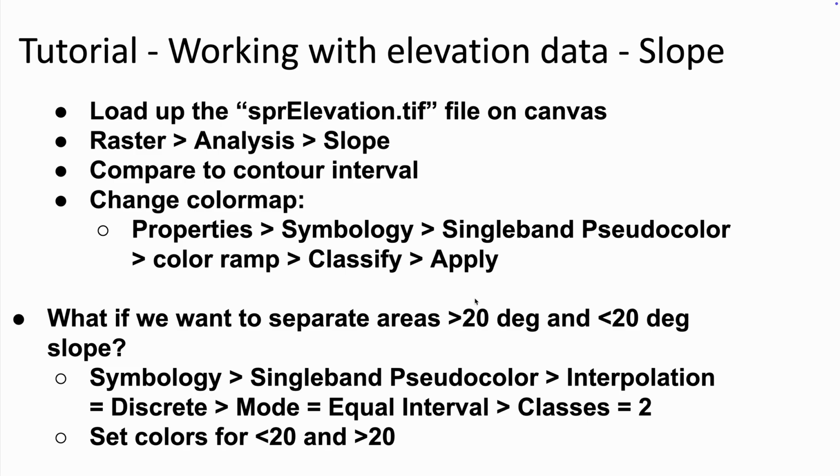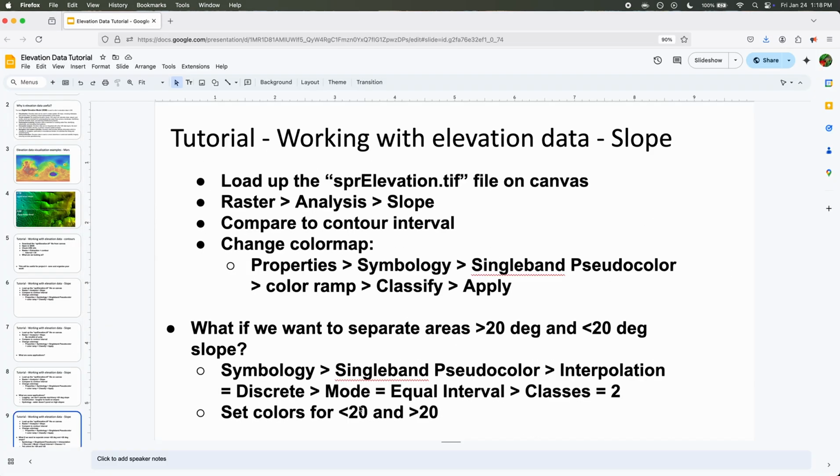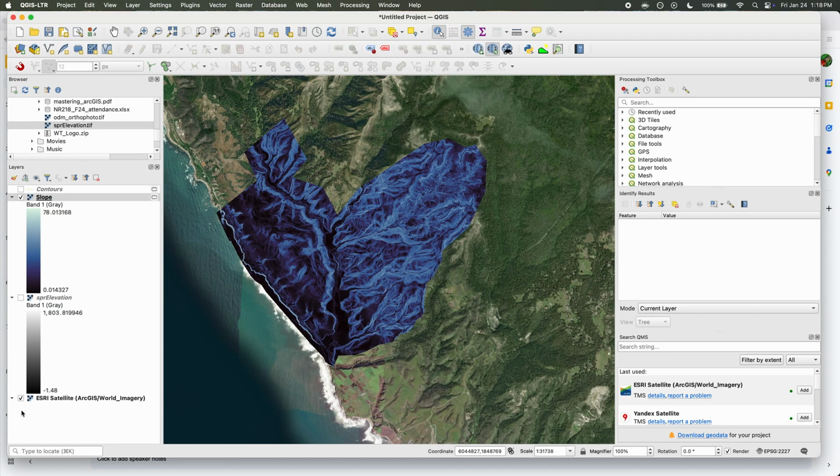So, okay, a little thought experiment. Let's say we want to separate areas that are less than 20 degrees and greater than 20 degrees in slope, right? And this is pretty practical. There's several reasons why we might want to do this. Well, let's go back to QGIS and see if we can do that.